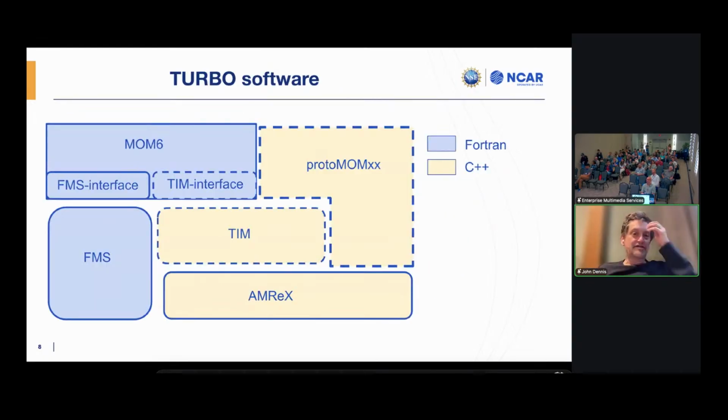So this is the Turbo software stack. The blue stuff is the Fortran. And so MOM6, the FMS interface, and then the FMS infrastructure layer, and the lighter yellow is the C++, and it's going to have this thing called TIM, which is a Turbo Infrastructure for MOM. It's kind of an alternative to FMS, and it's based upon AMReX, and then there's ProtoMOM XX, and that would be like what a prototype MOM written in C++ might look like.